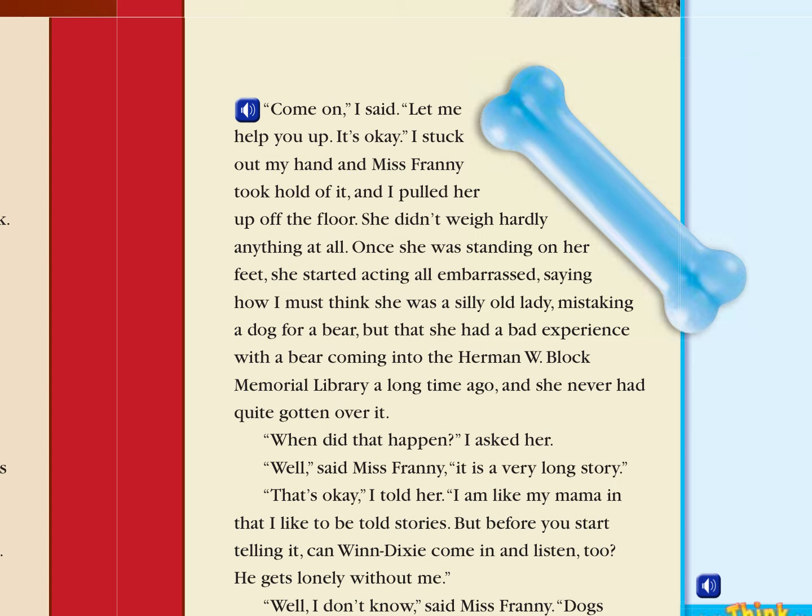I'm noticing in the text, I'm going to use my highlighter, it says she didn't hardly weigh anything at all. This tells me she's small. And then I'm also noticing it tells me she thinks of herself as a silly old lady. This tells me she's an older person. This information is found right there on the page, so it's an easier type of question.